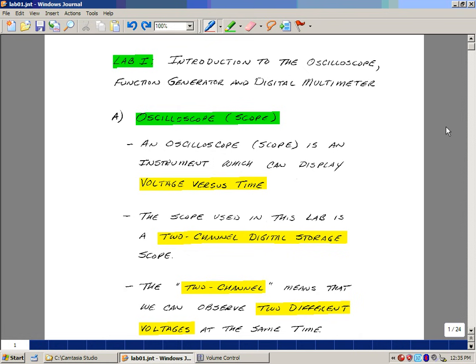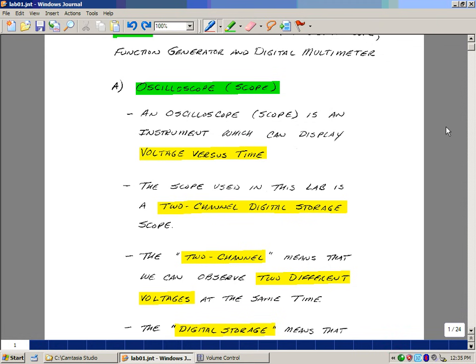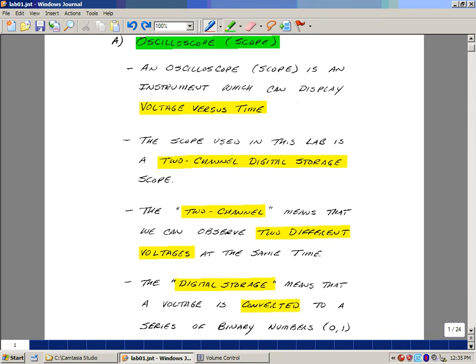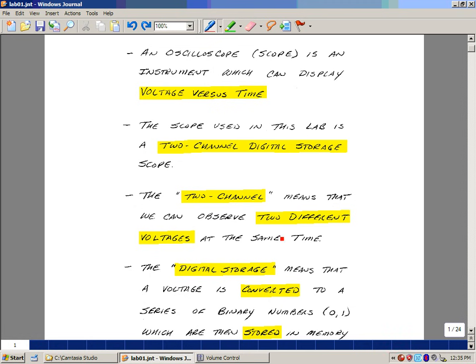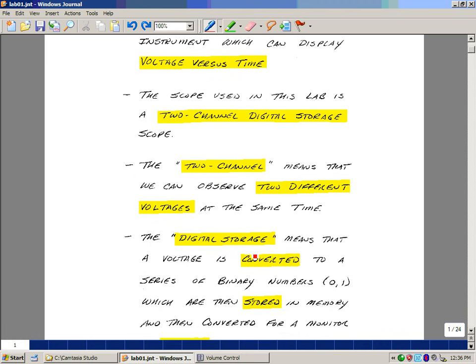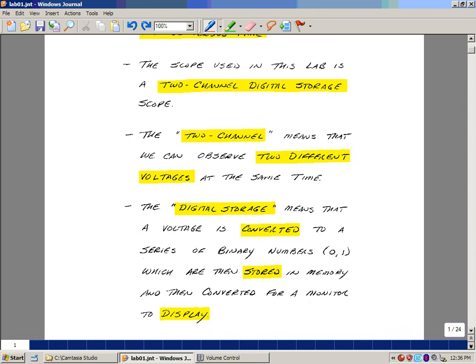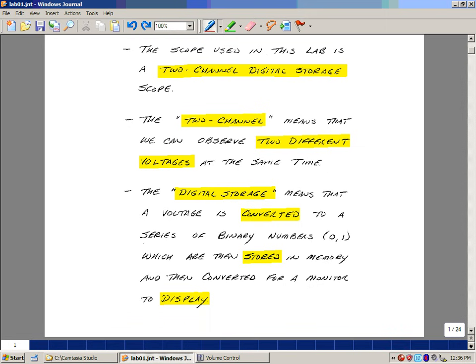An oscilloscope, or just scope for short, is an instrument which can display voltage versus time. The scope we have in lab is also called a two-channel digital storage scope. What that means is that the two channels can display two different voltages at the same time. Digital storage means that a voltage is converted to a series of binary numbers, and this is stored in memory, and then converted for a monitor to display.